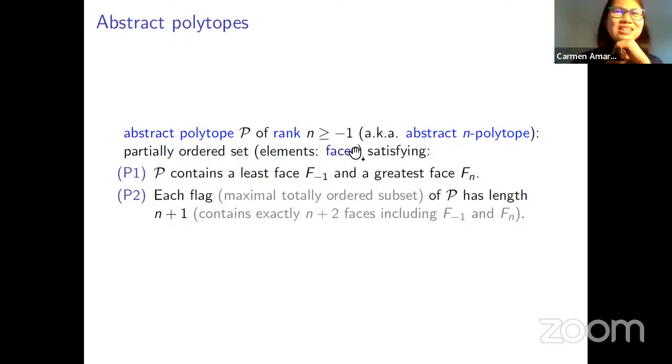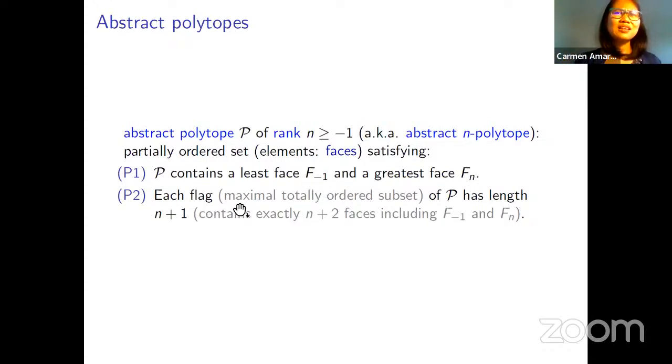So in addition to that, the elements of this partially ordered set or of this poset are called faces. So yung vertex, yung edge, lahat sila tatawagin nating faces. It doesn't matter what dimension they are. Even the null set will be considered a face. Even the polytope itself will be considered a face. We have 4 conditions that should be satisfied. The first condition, P1, is that our poset must contain a least face, which we denote F subscript -1, and a greatest face, which we call F subscript n. So yung F subscript -1, ito yung null set natin. Yung greatest face natin, yung F subscript n, ito yung polytope itself.